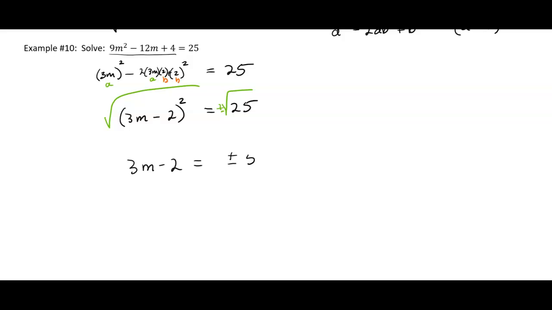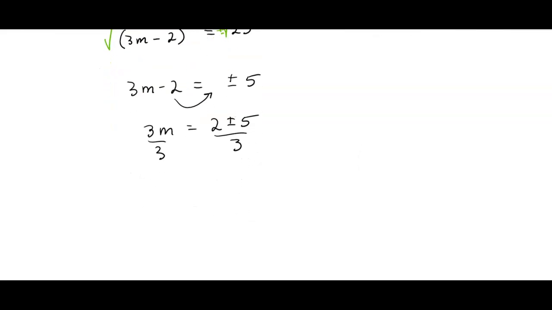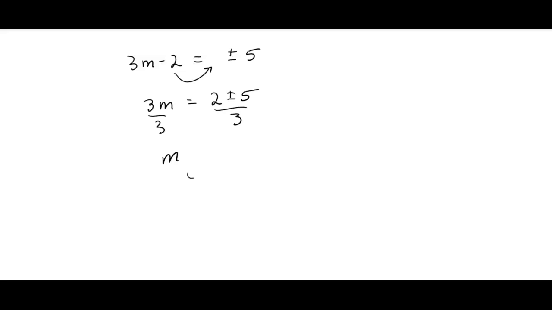Plus or minus 5. So this one's going to be a little bit different here because we don't have a radical part anymore. But we'll still take the 2 to the other side. So you have 3m equals 2 plus or minus 5. All right, and then let's go ahead and finish this off by dividing by 3. I say finish it off, but we're not quite done. So we get m equals 2 plus or minus 5 over 3.